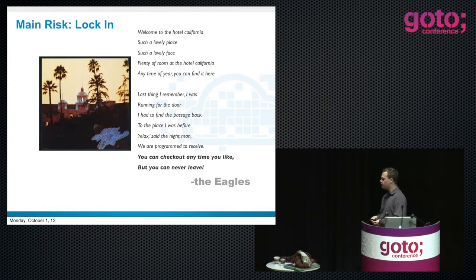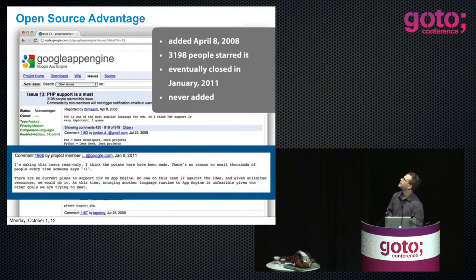And to drive home the point, I like to talk about this particular example. This, my friends, is a bug tracking ticket for Google App Engine that was lodged April 8th, 2008. And 3,000 people visited this ticket over the course of the years and said, I would like PHP support. Plus one, man, or before plus one. What did they do before plus one?